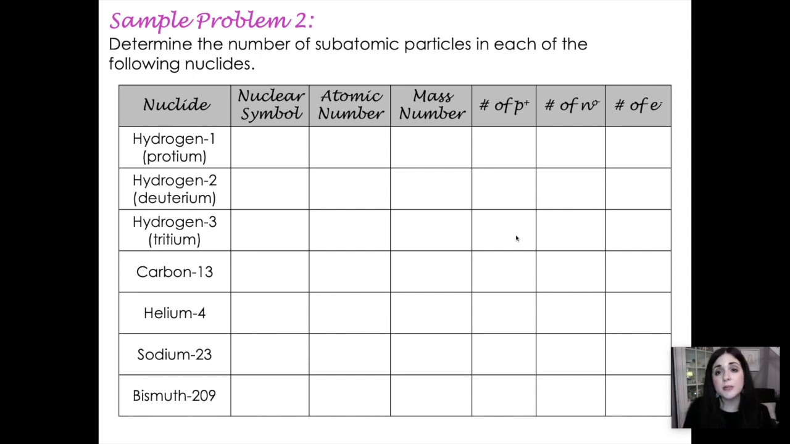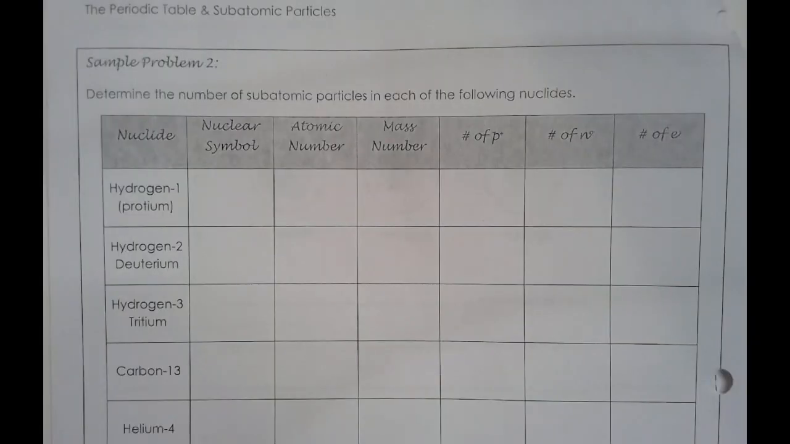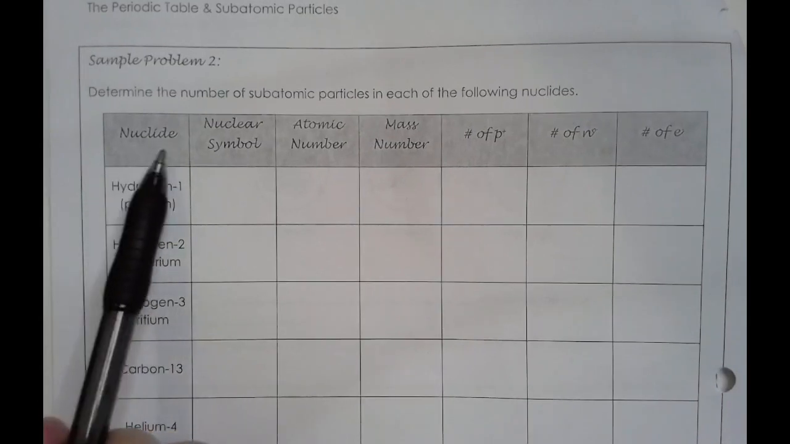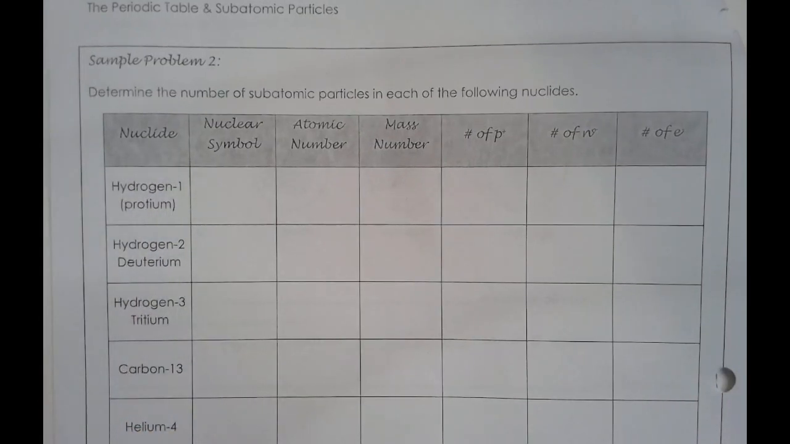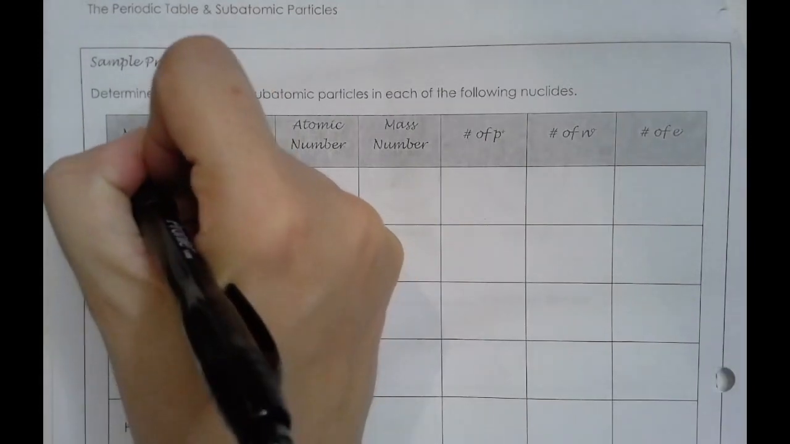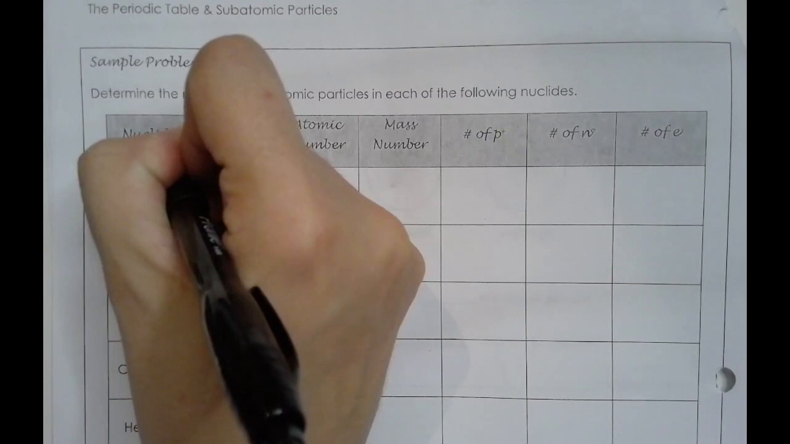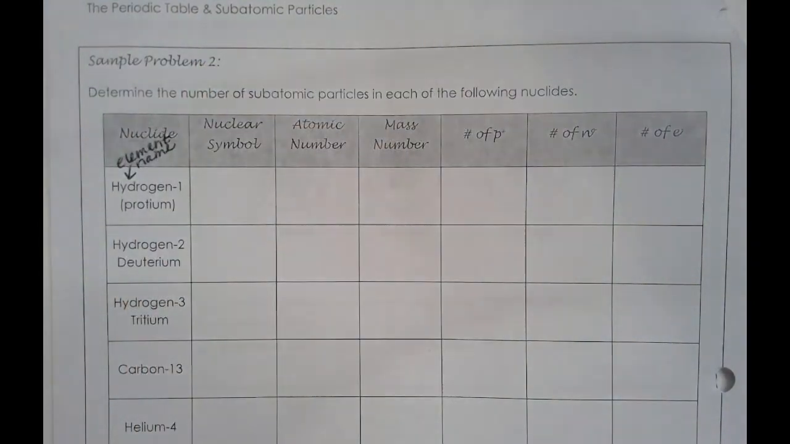Determine the number of subatomic particles in each of the following nuclides. Let's do sample problem 2. So here, notice I'm given this nuclide. Basically what that is, it's a particular isotope of an element. So we always have the element name that's given to us. In this case, the element name, of course, is hydrogen.